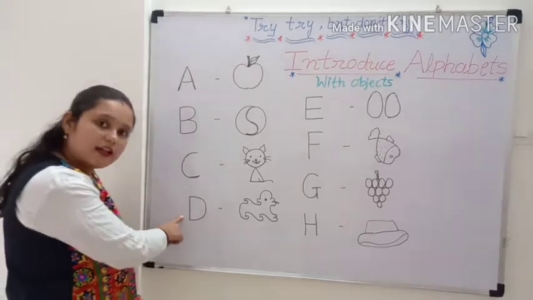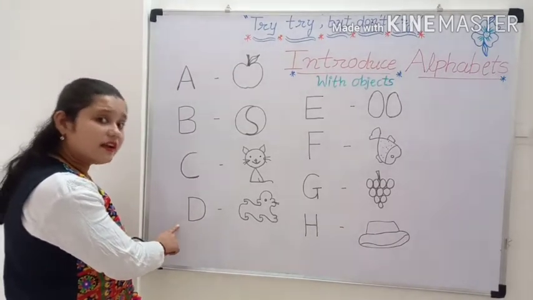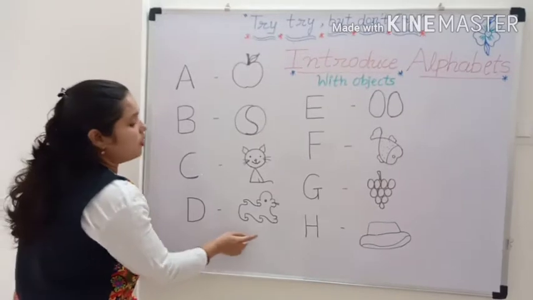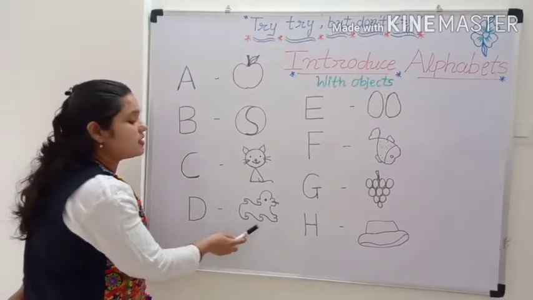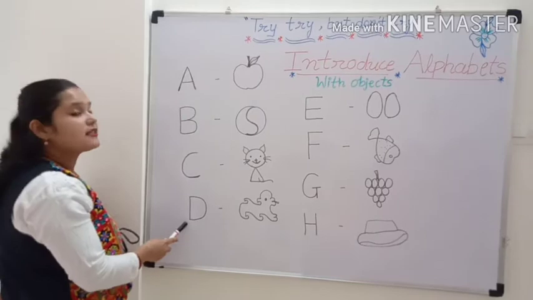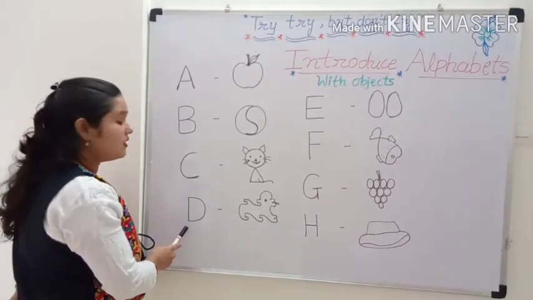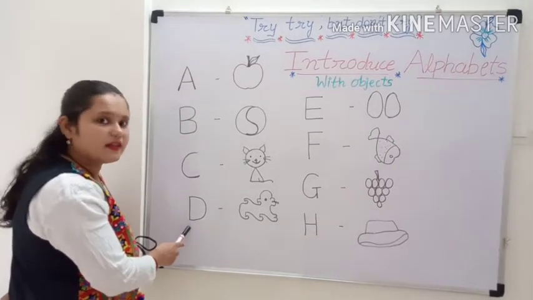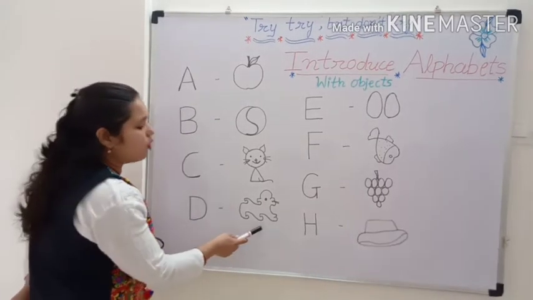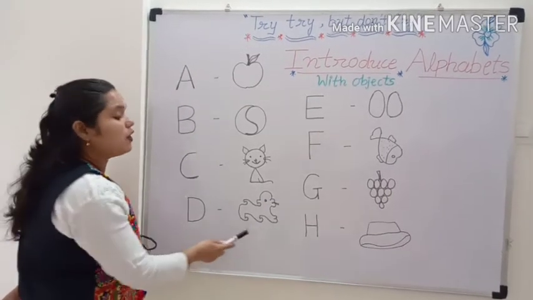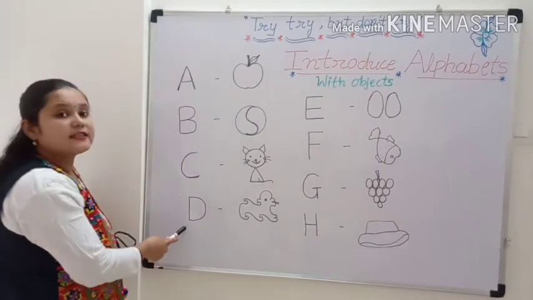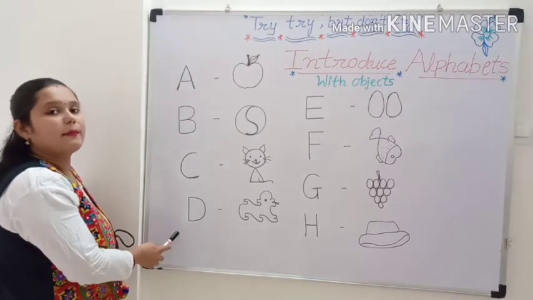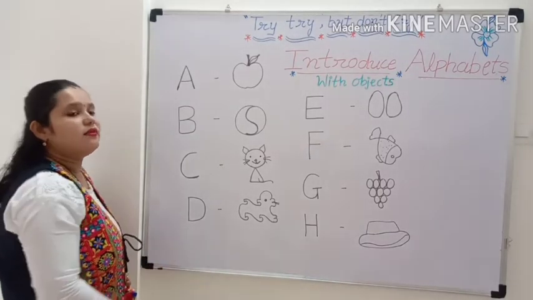This is letter D. D is for dog. This is capital letter D. D is for dog. This is capital letter D. Now next.